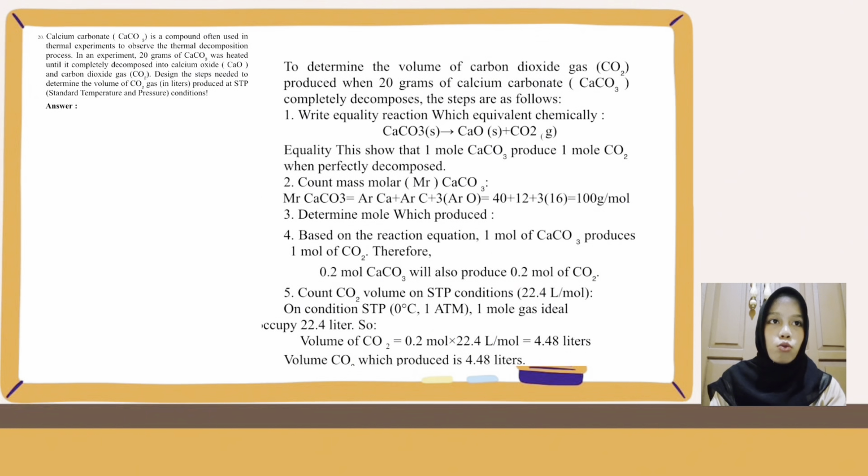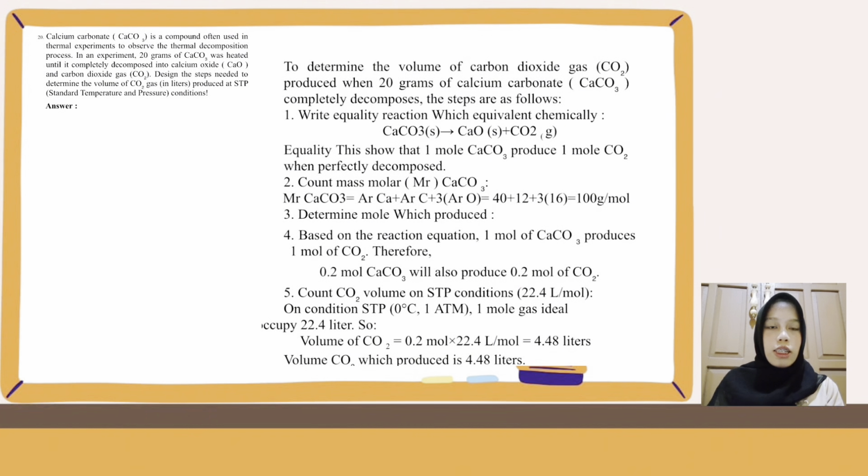20. Calcium carbonate is a compound often used in thermal experiments to observe the thermal decomposition process. In an experiment, 20 grams of calcium carbonate is heated until it completely decomposes into calcium oxide. The task is to determine the volume of carbon dioxide gas in liters produced at STP, standard temperature and pressure condition. Answer: to determine the volume of carbon dioxide gas produced when 20 grams of calcium carbonate completely decomposes, the steps are as follows.